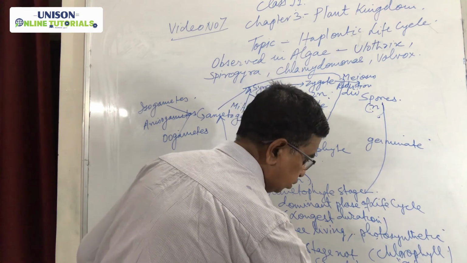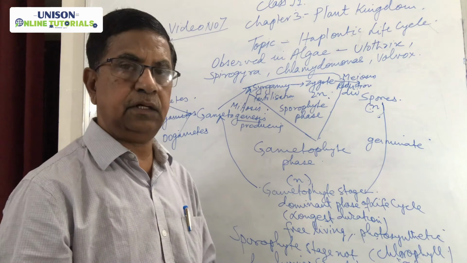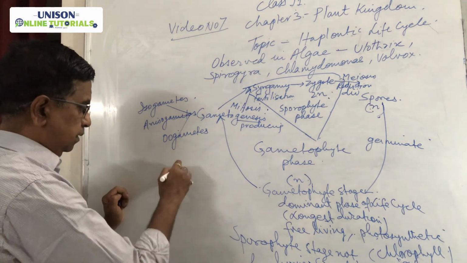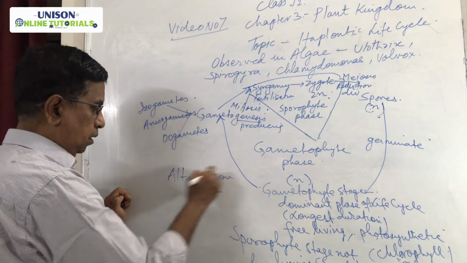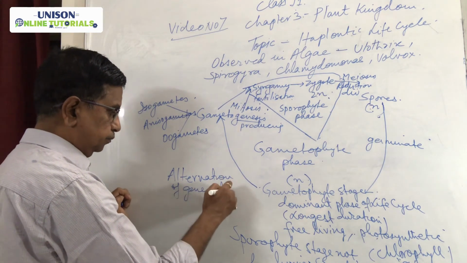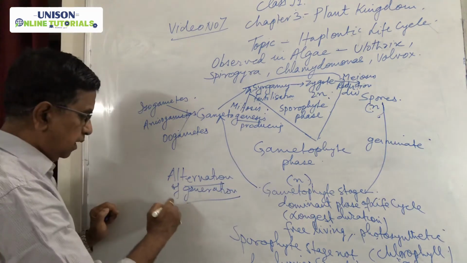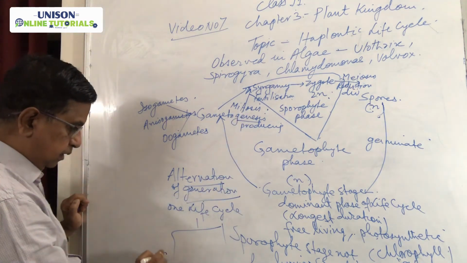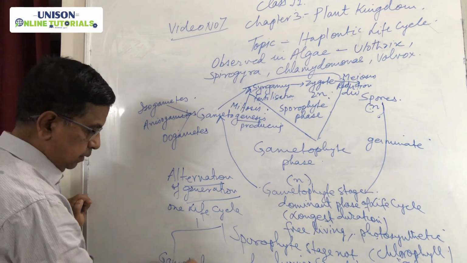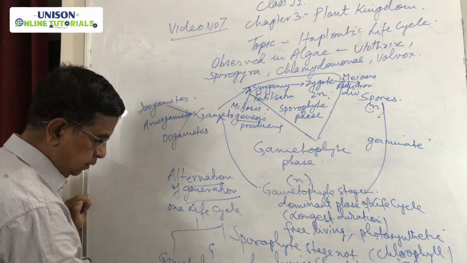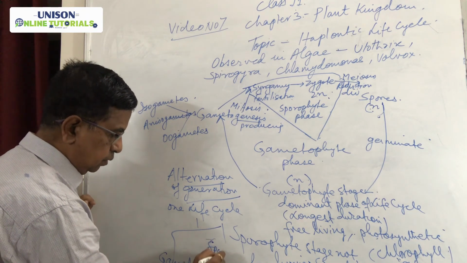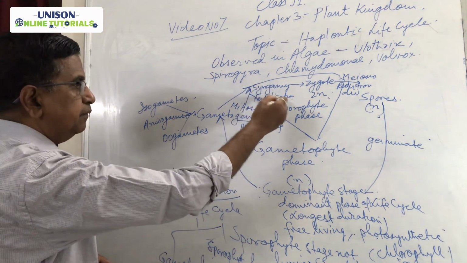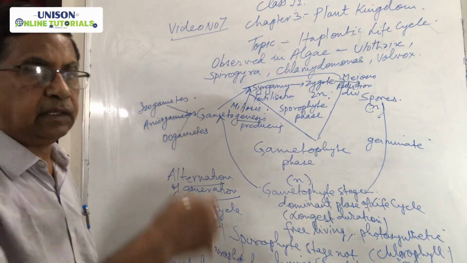Now one more term we'll do, that is, there is alternation of generation in all the plant kingdom. What is alternation of generation? Alternation of generation means that in one life cycle, like we find in algae, first there is a gametophyte phase, and then there is a sporophyte phase. So to complete one life cycle, the gametophyte and the sporophyte phase are alternating with each other from one life cycle to another life cycle.